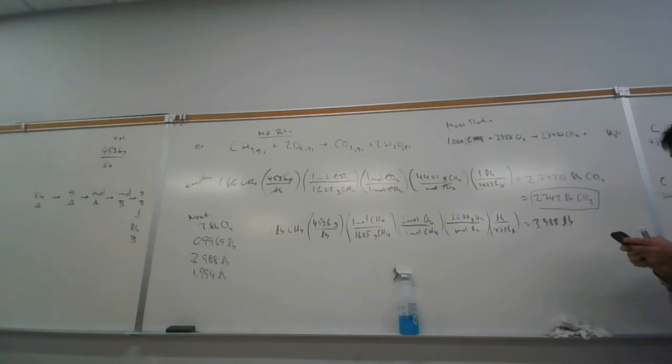That is 4.988 minus 2.742, 2.246. So we're going to be left with 2.246 pounds of water.